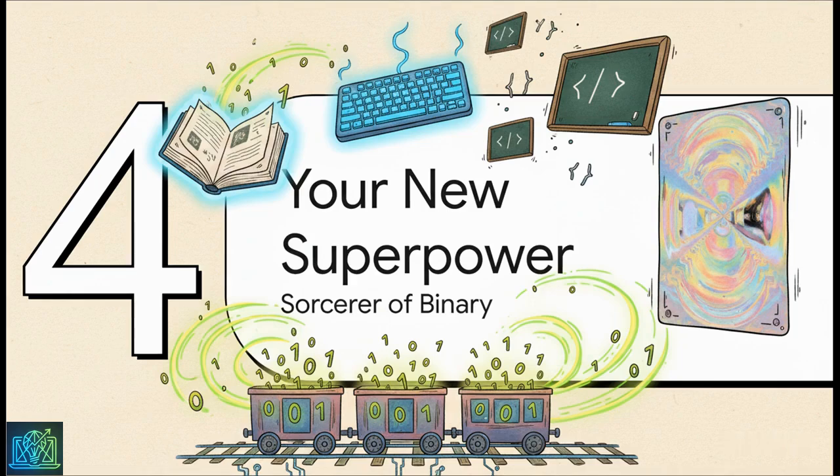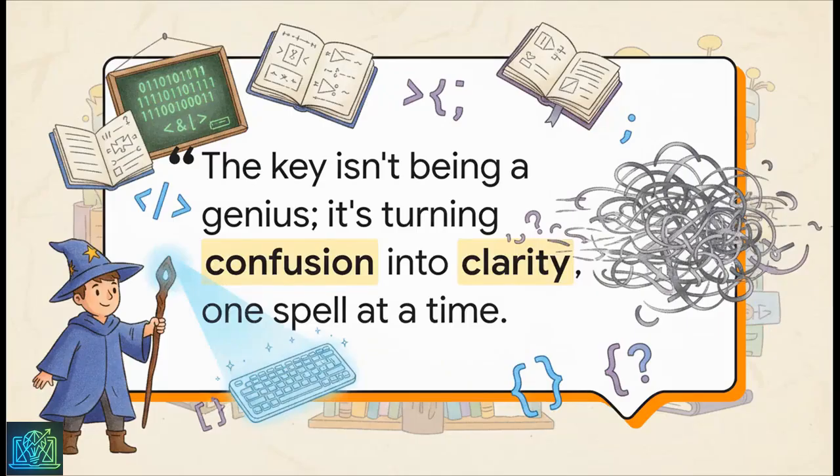You can see now, right? Zeros and ones aren't just boring numbers. They are literally the building blocks of magic. And I really want you to remember this. If any of this felt confusing or a little overwhelming, that is completely 100% normal. Every great programmer on this planet was once a beginner, feeling just as lost as you might feel right now. The key is not being a genius. It's about taking that feeling of confusion and patiently turning it into clarity, one little spell at a time.